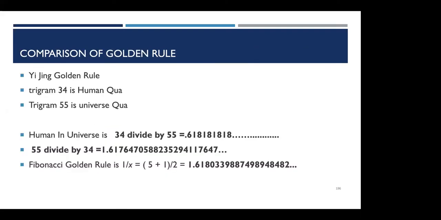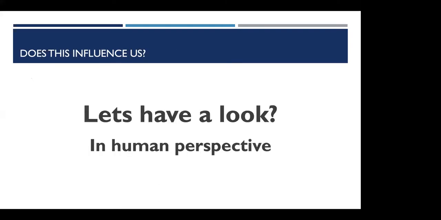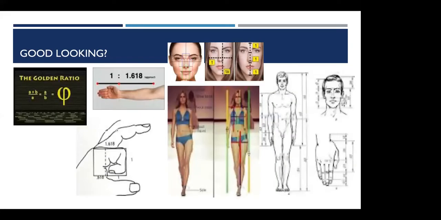So therefore, I Ching's golden rule is like that, and Fibonacci golden rule is like that. So the answer is very clear. You can use either one. Of course, nobody likes pi, nobody goes to eternity, but you can actually do it up to 3 decimals, up to 618 is more than enough. Okay, well, let's have a look from the human perspective, whether the Fibonacci golden rule proportion applies to human beings.